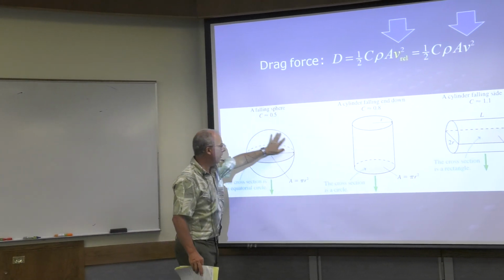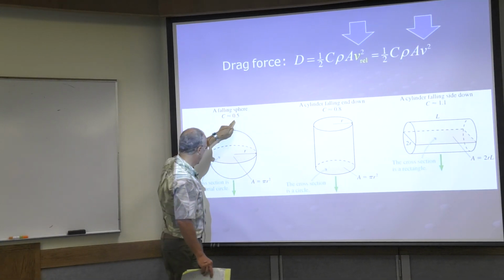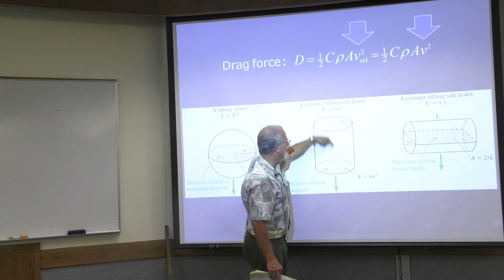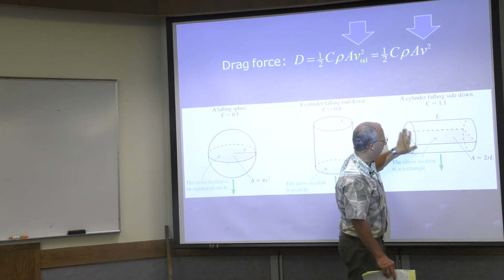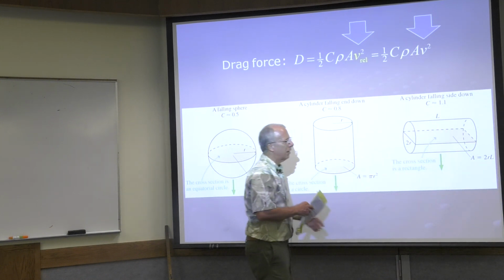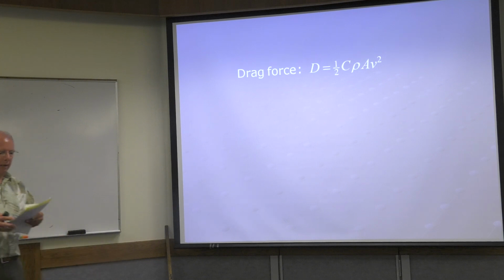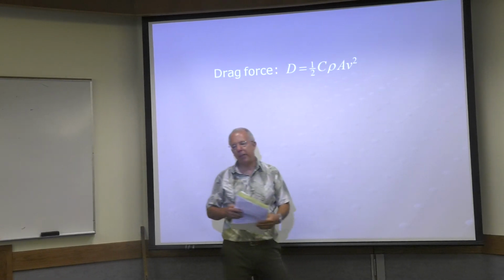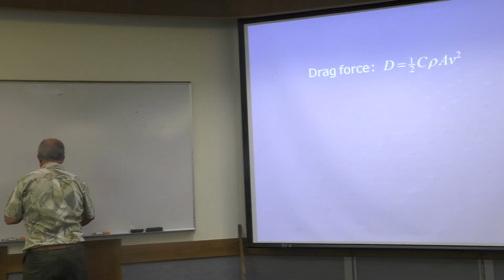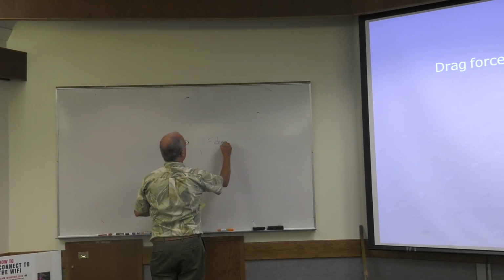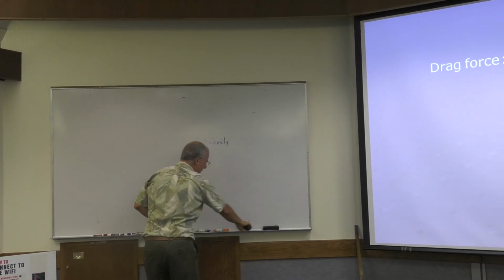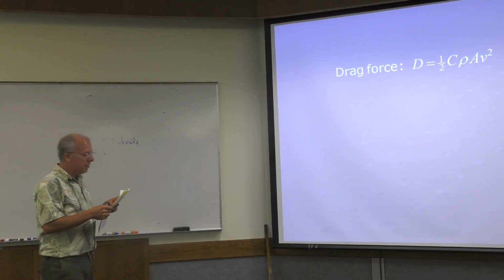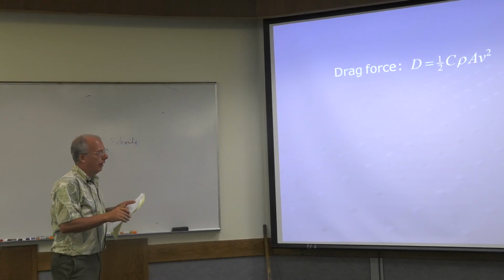If it's a falling sphere, C is about 1/2. If it's a cylinder falling end down, it's about 0.8. If it's a cylinder falling side down, it's like 1.1. So you look up what the drag coefficient is, that's C. Rho, in physics, we usually use rho for density. What kind of density do you suppose we're talking about? The air density. So rho is the density of air, and you can look that up.